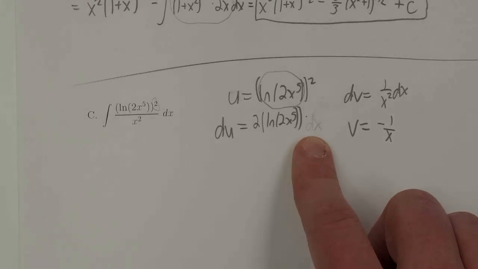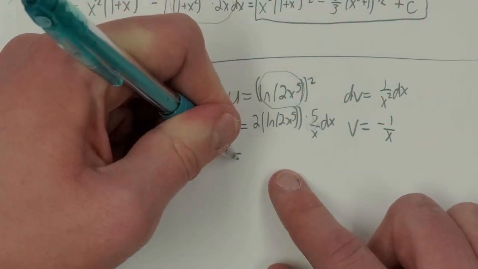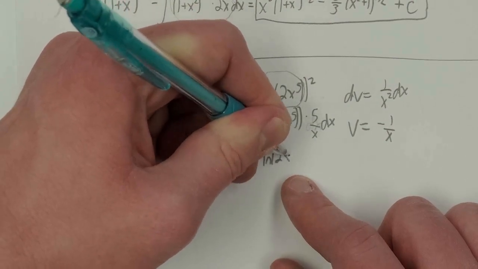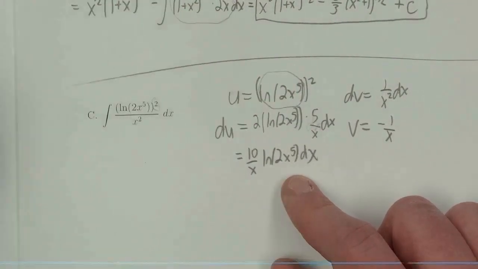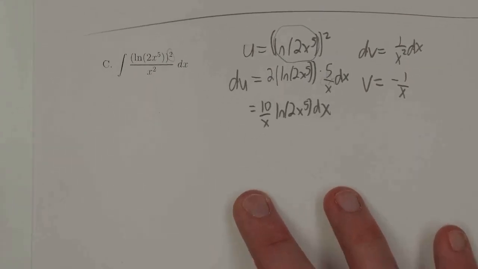I think you have that. Yeah, that's just 5 over x dx, okay? So if we clean this up a bit, we end up with 10 over x times natural log of 2x to the 5th dx, okay? So now we apply our good old integration by parts formula.